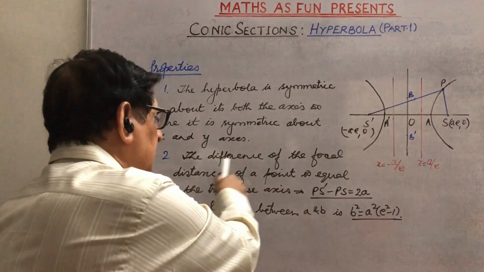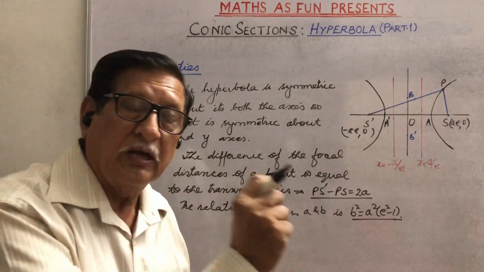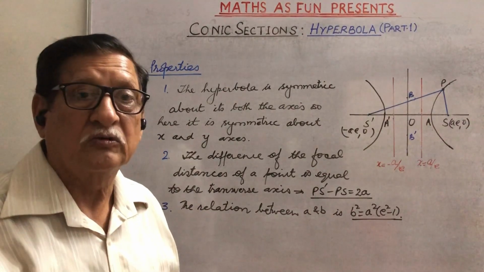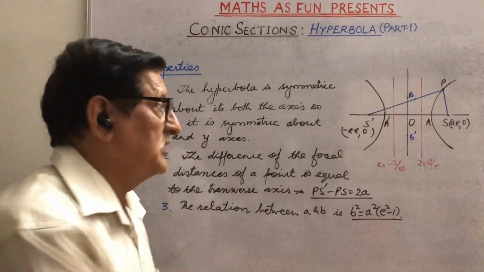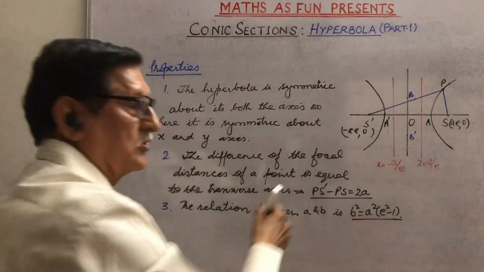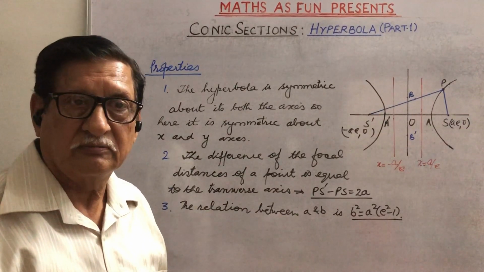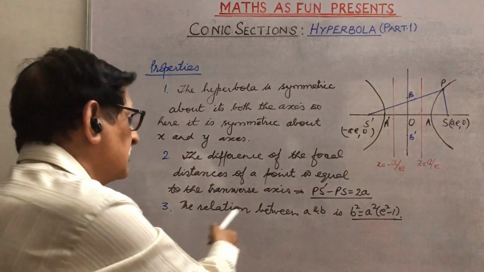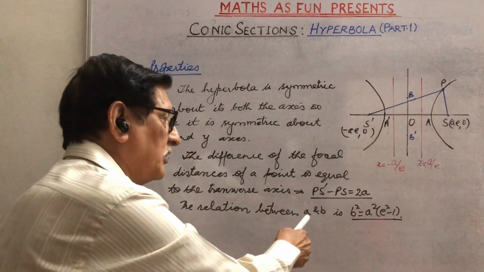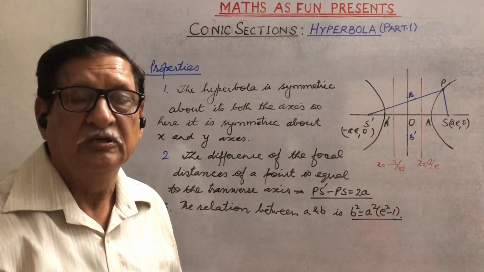The second property is that the difference of the focal distances of a point on the hyperbola is equal to the length of the transverse axis. It means we can say PS dash minus PS is equal to 2a, because 2a is the length of the transverse axis. And the third point is the relation between a and b, as we have already used it, that is b square is equal to a square into e square minus 1, where e is the eccentricity of the hyperbola.